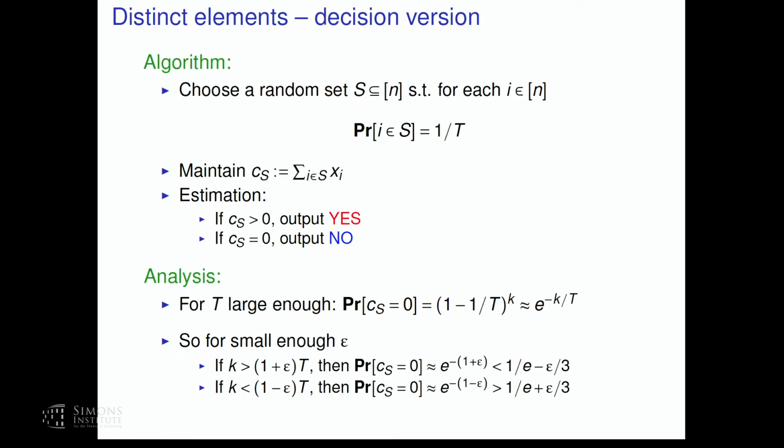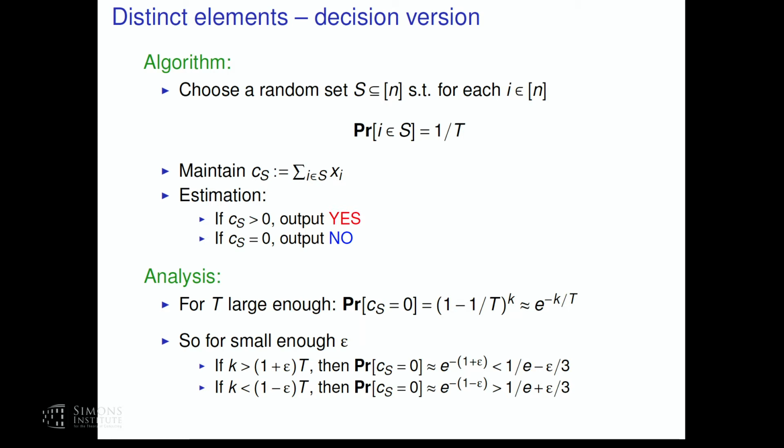All right. Good. So this is our basic decision version. From the solution to the decision version for the distinct elements problem, it's quite easy to get the full algorithm. Indeed, this is what we do. We choose a uniformly random subset S and maintain a counter.